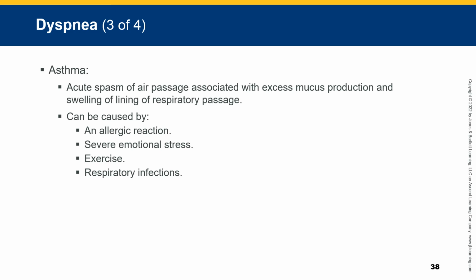Asthma is an acute spasm of the smaller air passages associated with excess mucus production and swelling of the lining of the respiratory passages. Asthma can be caused by an allergic reaction, severe emotional distress, exercise, or respiratory infections.